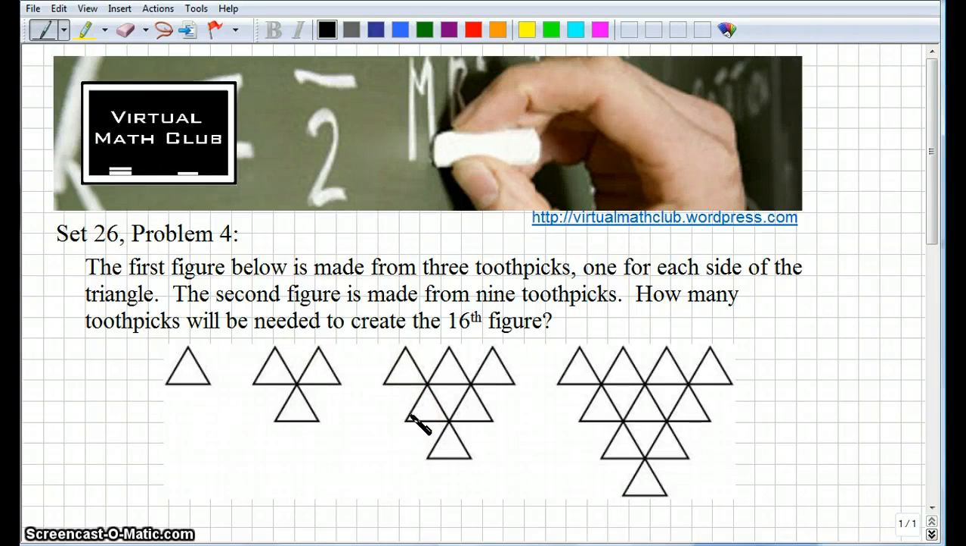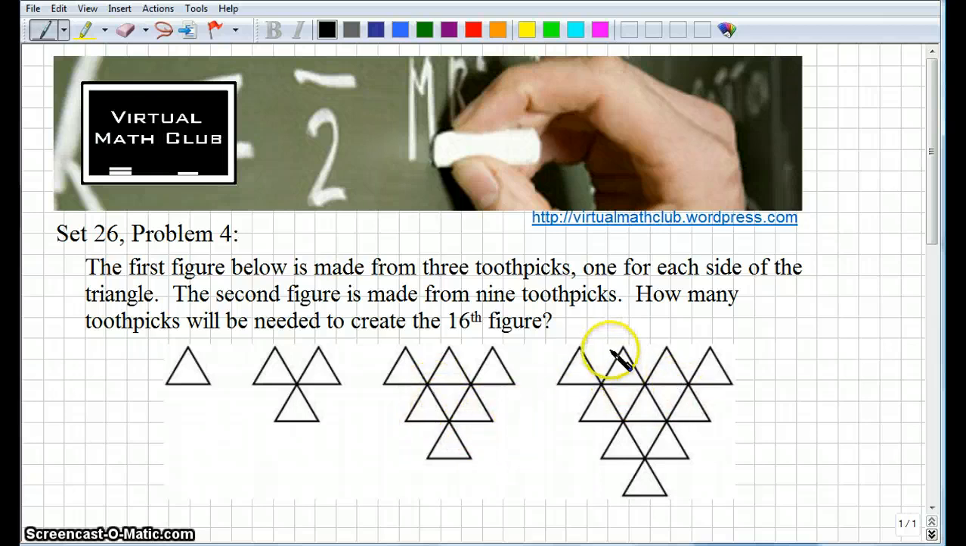All right, in problem number 4, we're given this set of 4 figures, and we're told they're made out of toothpicks. So this triangle would be 3 toothpicks arranged in a triangle. And then this figure, we have 3 triangles, and each of them is made up of 3 toothpicks. And here we have 9 triangles, each of them being made up of 3 toothpicks, and so on.